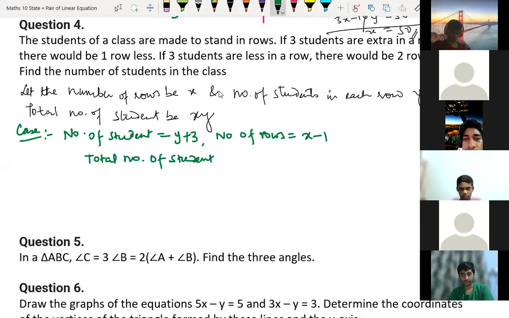Then it's easy now. So this is the first equation, right? y plus 3 into x minus 1. This is the first equation, no? Yes, sir. So if you solve that, you will get 3x minus y is equal to 3.